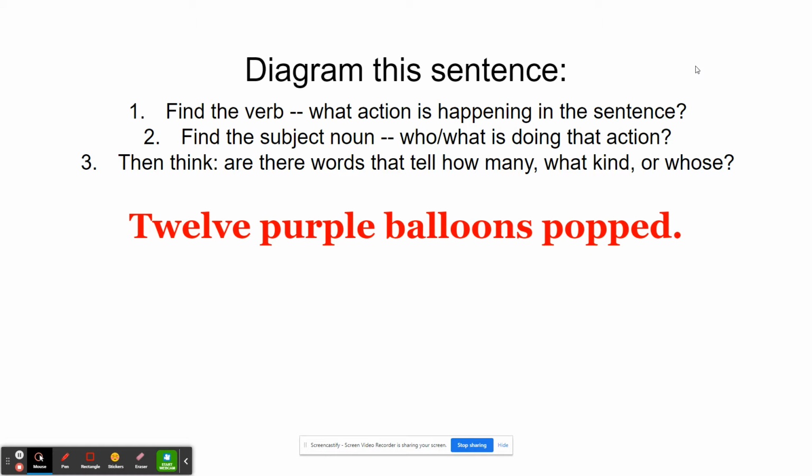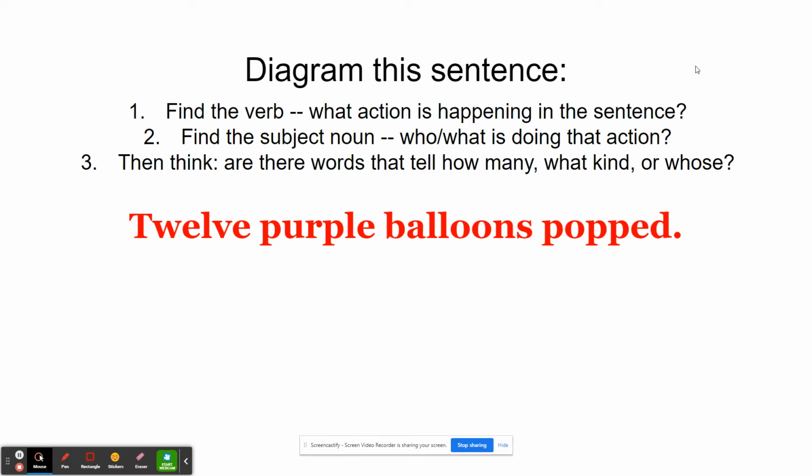And then think about, are there any words that tell how many, what kind, or whose of that subject noun? Scholars, these are looking fantastic. I can't believe how many people I see writing the number 12 instead of the word. If this was an assignment, I think I would mark that wrong. You want more work. We don't care. Oh, I think some of you do care. And some of you are also remembering not to flirt. All right, send them down.